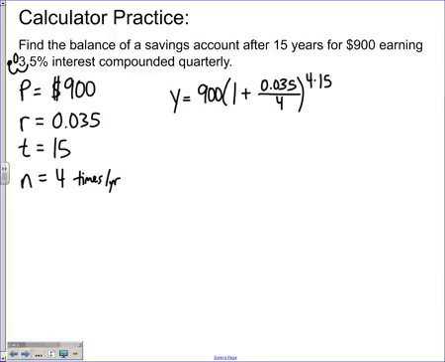All right, so order of operations is very important. PEMDAS, parentheses is first. So inside my parentheses, I can see that I have a division problem. So I'm going to first do 0.035 divided by 4, and I end up with 0.00875. So that's my first step. Then I'm going to add 1 to that.